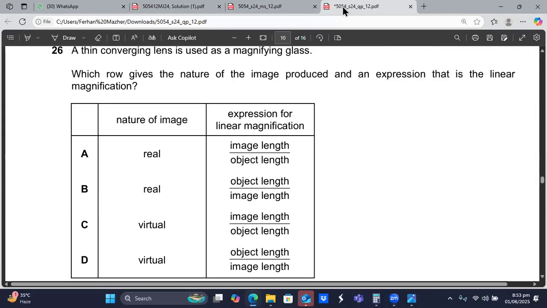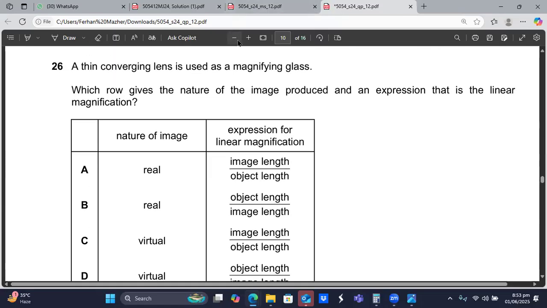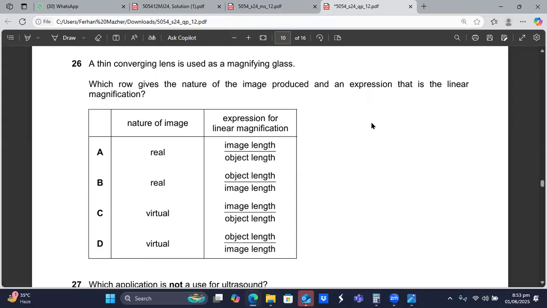Then we are going to the next question, and the next question coming up on your screen is question number 26. It says a thin converging lens is used as a magnifying glass, which row gives the nature of the image produced and the expression for the linear magnification. When we use a convex lens as a magnifying glass, the object must be placed within the focal length of the magnifying glass, then the image formed is a virtual image, it's a magnified image, it's an erect, or you can say it's upright image.